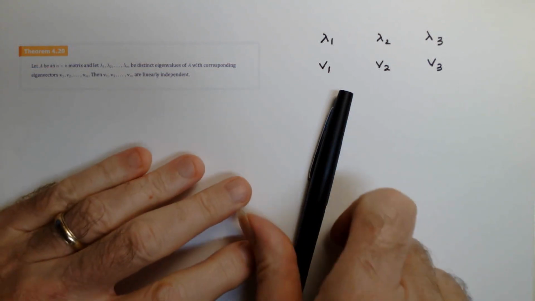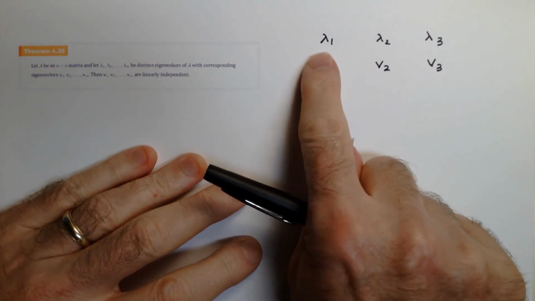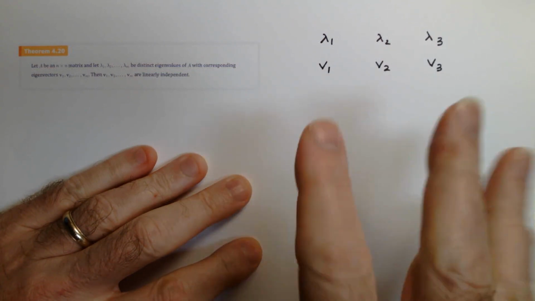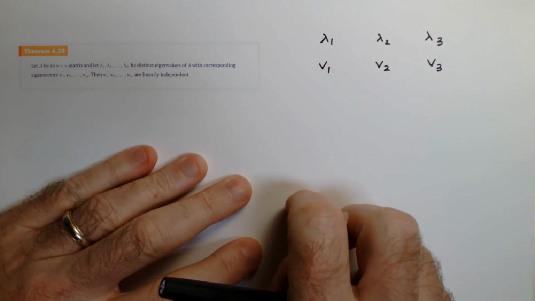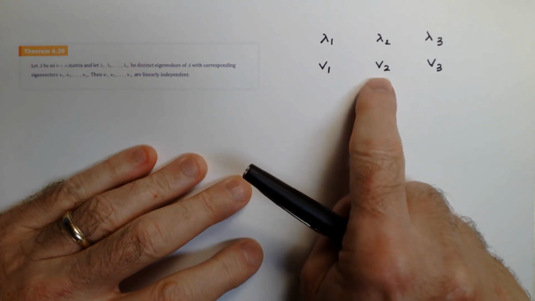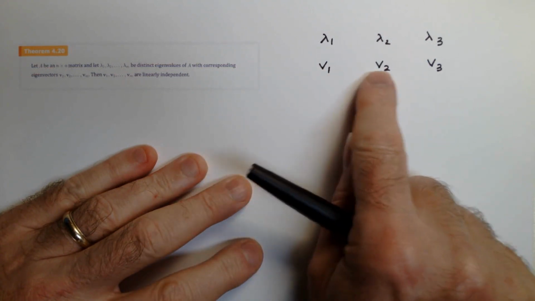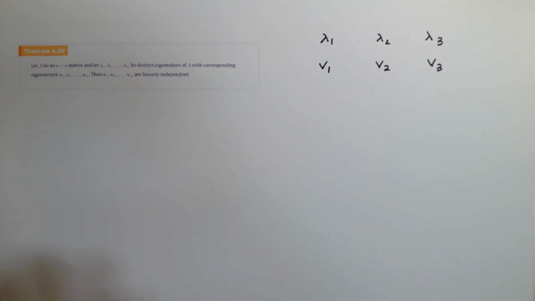All right, welcome to the document camera. Let's look at the proof of Theorem 4.20. Now, I'm going to do a simplified version of this theorem. I'm going to assume that we've got three distinct eigenvalues, lambda 1, lambda 2, and lambda 3. These are eigenvalues of the same matrix A, and we have corresponding eigenvectors v1, v2, and v3. Our job is to show that v1, v2, and v3 are linearly independent.